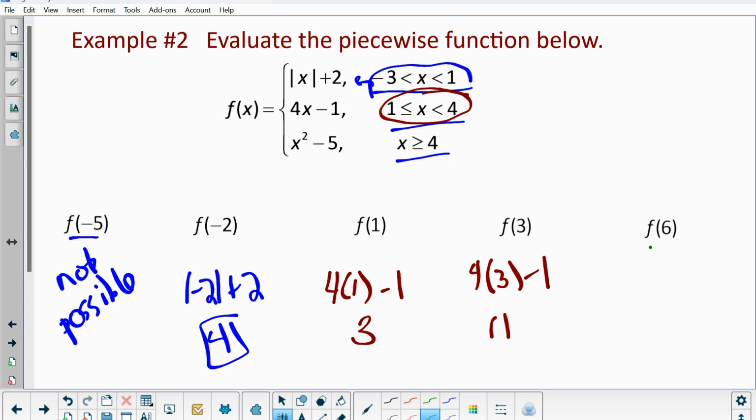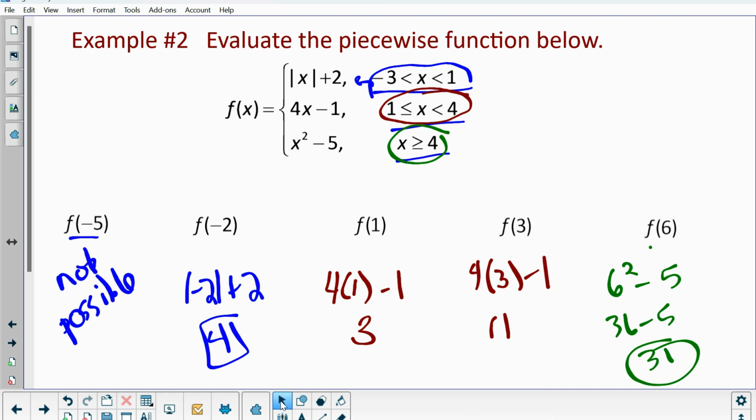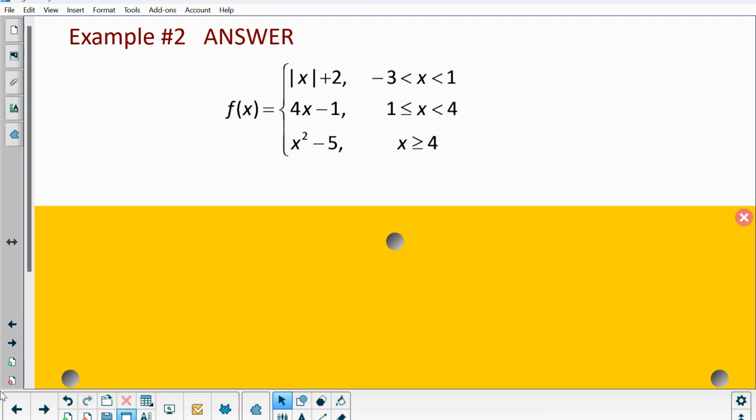And then f of 6 is when x is greater than or equal to 4, so you're doing 6 squared minus 5. 36 minus 5 is 31. It's all about paying attention to the domain window for each portion of the function. Here's all the answers, but I just gave them to you.